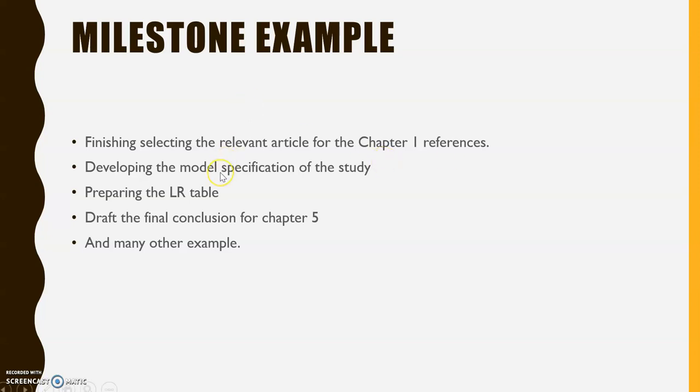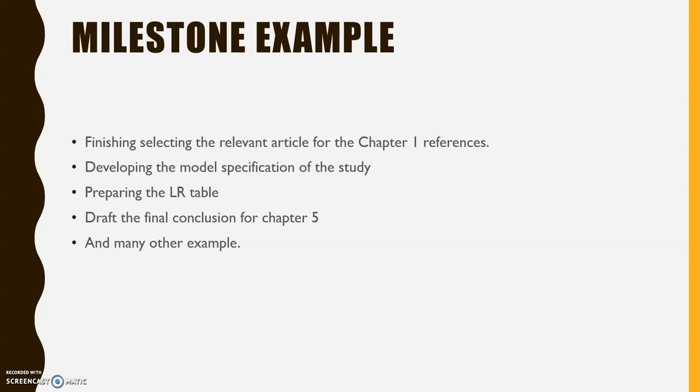Then in the methodology Gantt chart, you have developing the model specification of the study. Right, go back to the reading. In the reading section in your Gantt chart, you have preparing the literature review table. Yeah, after finishing selecting, maybe you have to prepare the literature table. The literature table, I'm going to explain and discuss in the next video.